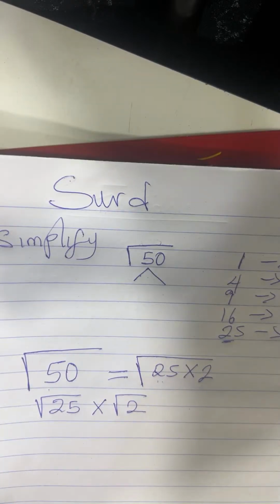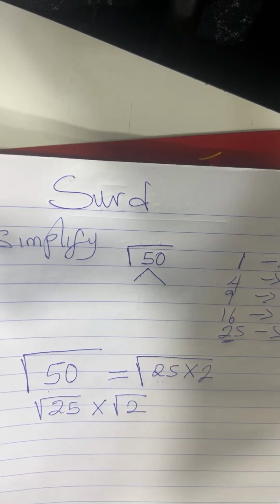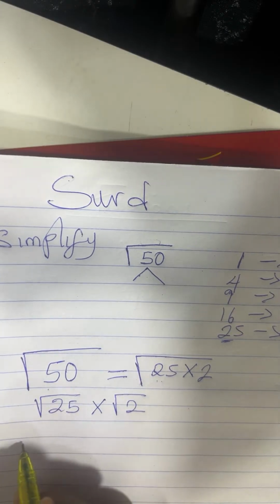What is the square root of 25? If you are following, let us know in the comments. The square root of 25 is basically 5.